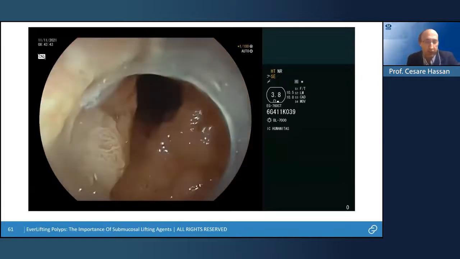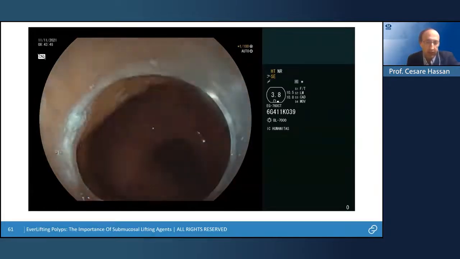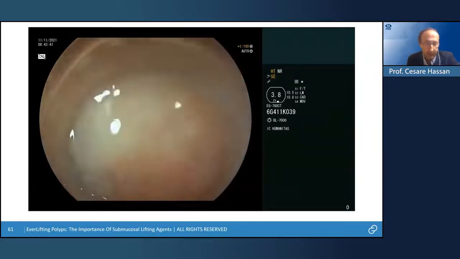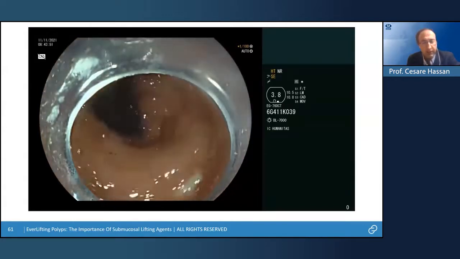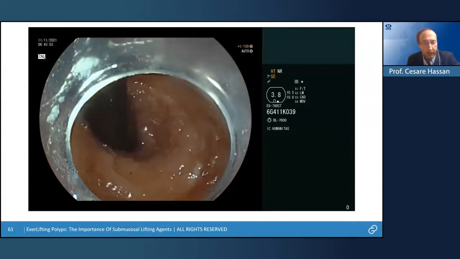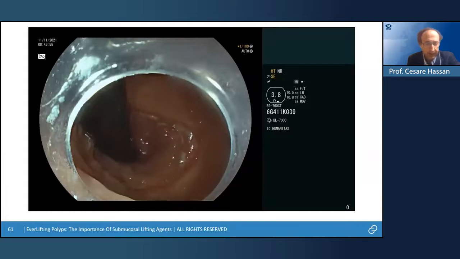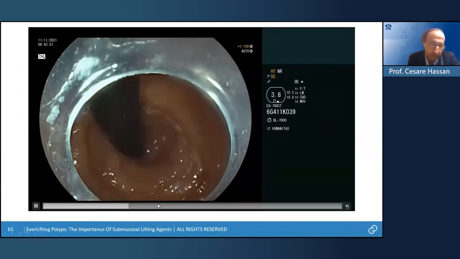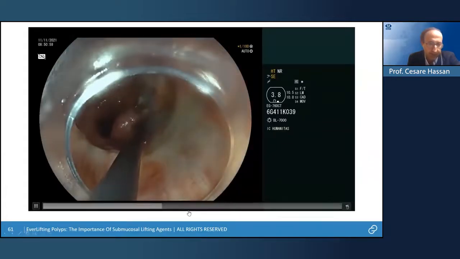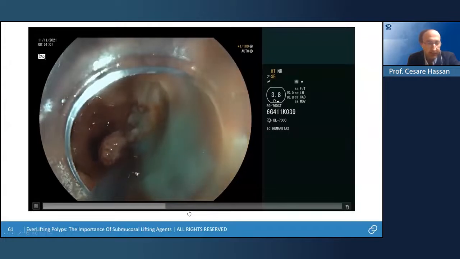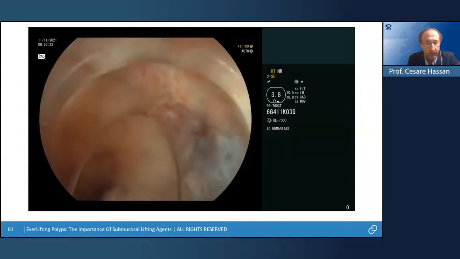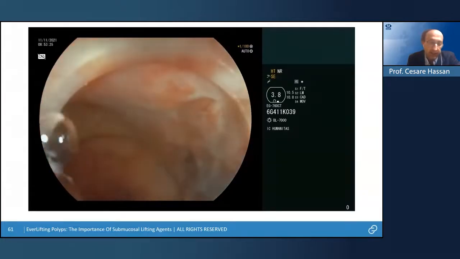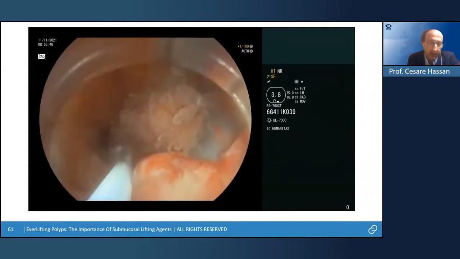And of course, we tried with all we said before, that is to use the snare, to use the water, to suck in the cap, and then to try to cut. But despite all of this activity in more than one session, because you should not be ashamed to recall the patient after 2-3 times.